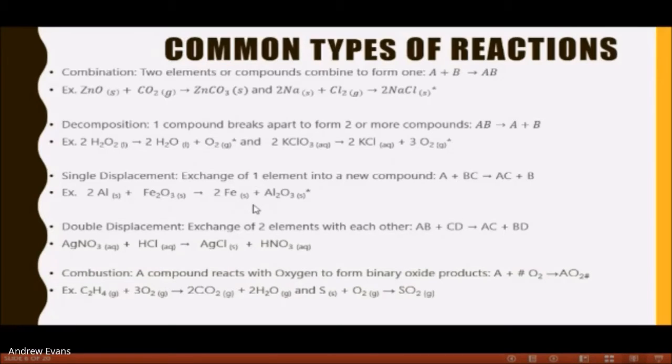Now double displacement, both atoms swap places. So they both have an anion. The two compounds switch out. Silver nitrate and hydrochloric acid form silver chloride and nitric acid. So the H and the silver swap places, but now they have a pair.